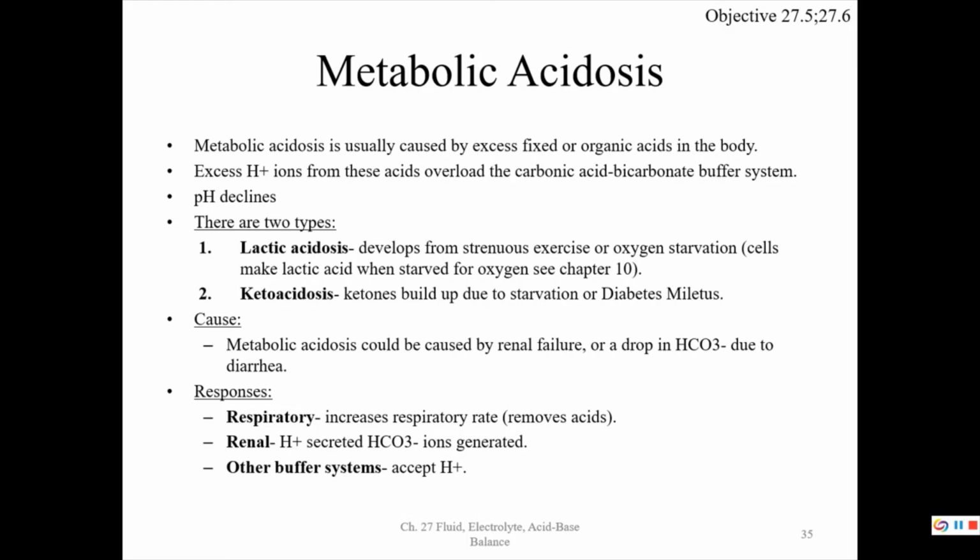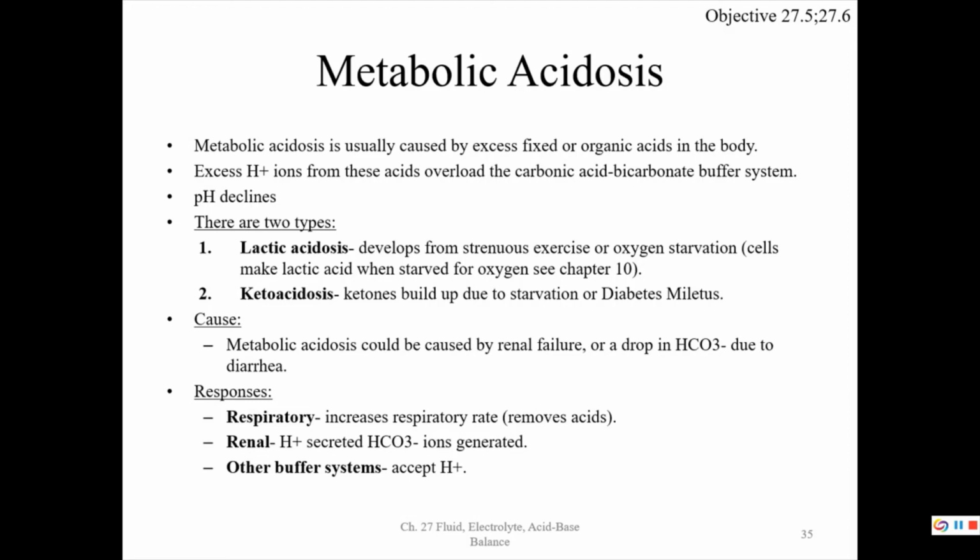Ketoacidosis: the ketone groups build up if you're starving or diabetic, diabetic acidosis. Renal failure is one of the causes. If you have diarrhea, you could also lose bicarbonate, because bicarbonate is a component of the pancreatic juices that are added, and it can be removed from the body instead of reclaimed. Again, we're going to try to increase respiratory rate to remove acids.